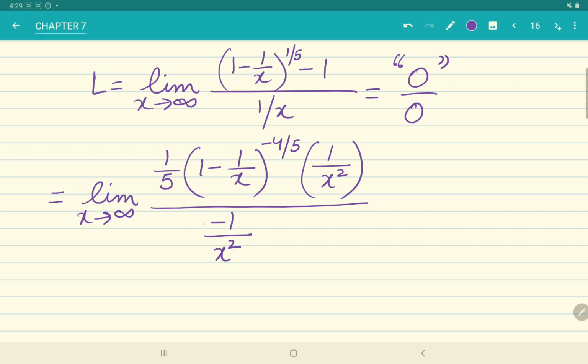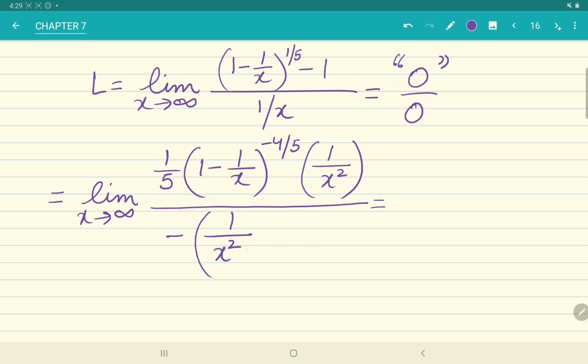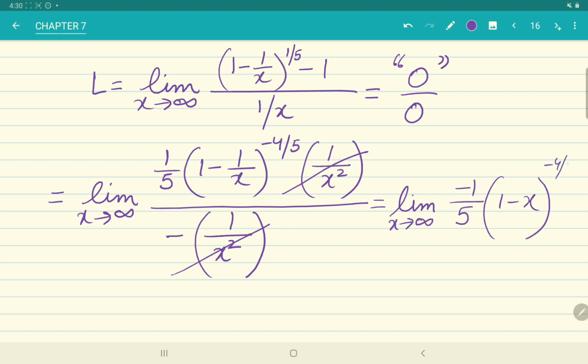Now in this case, let's write it this way, and so we can cancel out these two. Now I can write this to be equal to limit x tending to infinity of minus 1 by 5 times 1 minus 1 by x raised to the power minus 4 by 5, which is nothing but minus 1 by 5.